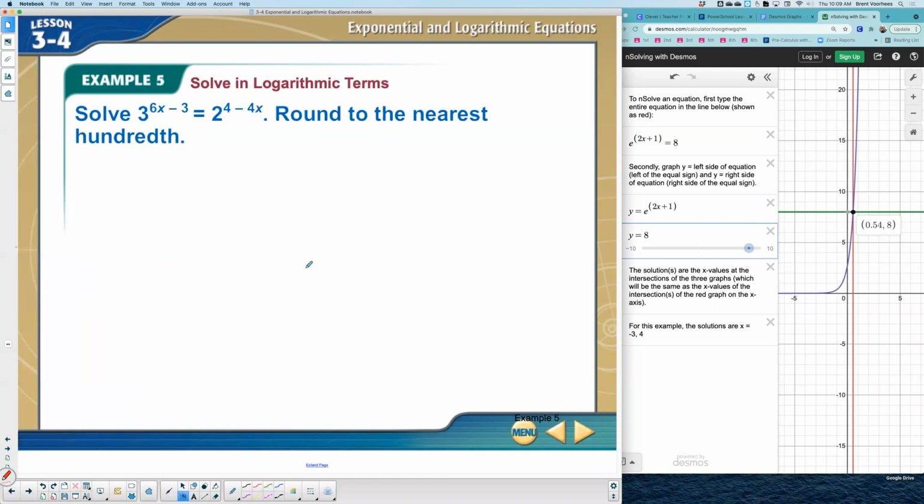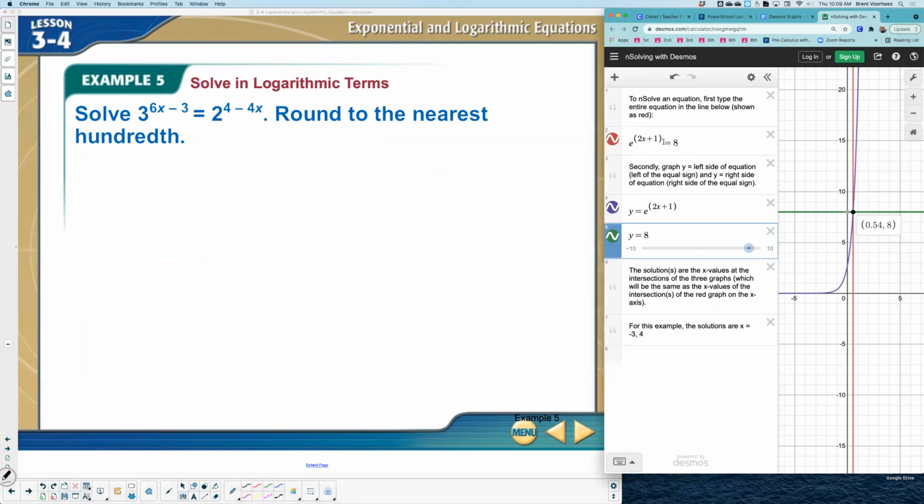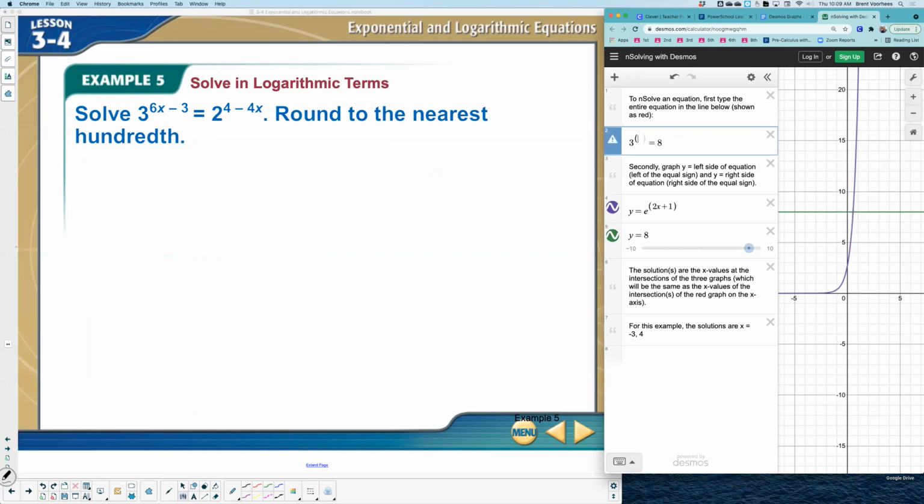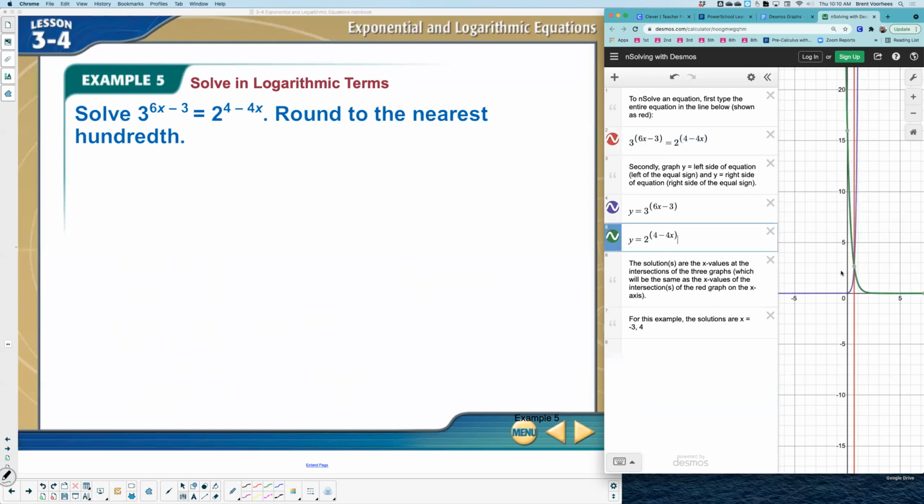All right, let's look at example 5 here. Now this time, notice I have bases that are not alike. And again, if you wanted to use insolve, go for it. You could insolve this. 3 to the power of, just put parentheses around this, 6x minus 3 equals 2 to the power of 4 minus 4x. And you would copy the left side of the equation, left of the equal sign, and say y equals that, and copy the right side. Y equals the right side of the equation. And you'll see there's my answer right there.